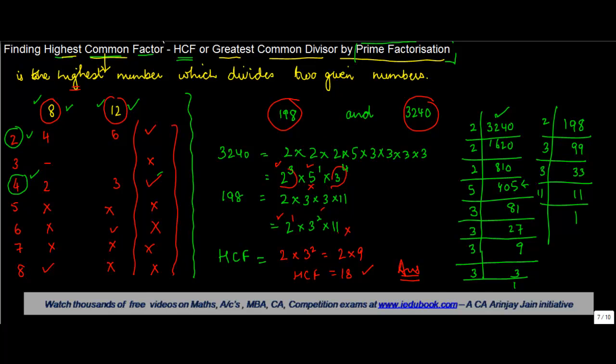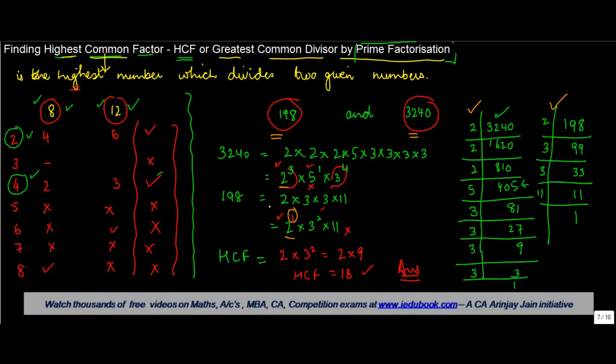So let's just recapitulate as to how you found out the highest common factor or the greatest common divisor by prime factorization. If you had two numbers, you found out the HCF of these two by first breaking them into the prime factors. Once you did that, then basically you found out which are the common numbers which are there. So let's say you had 2 here, 2 here. Then you picked up the 2, the power of the 2 will be what? The lower of the powers in these two.